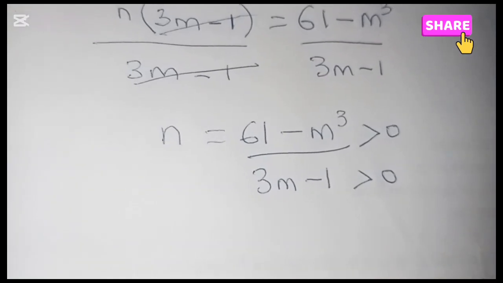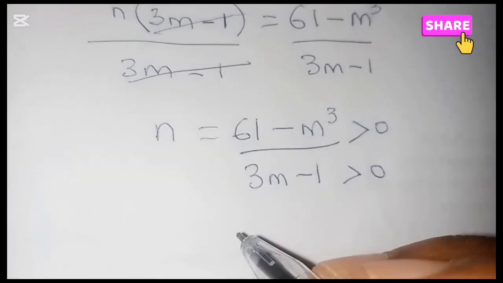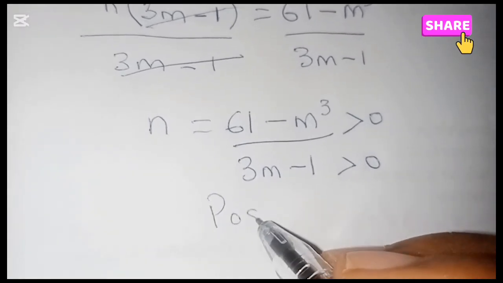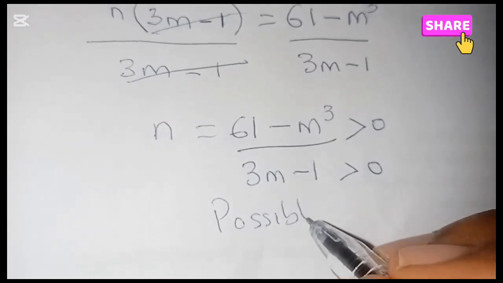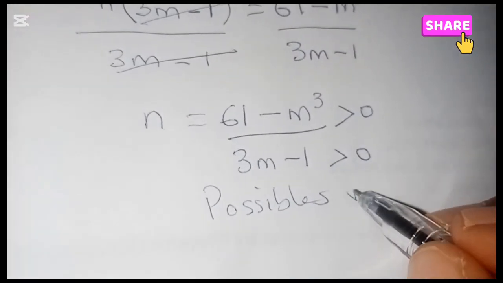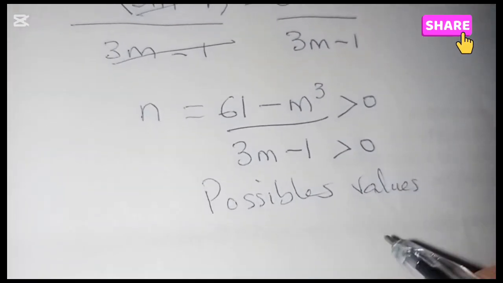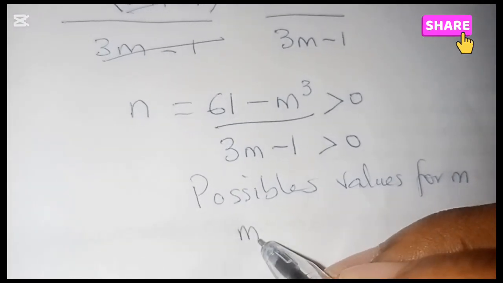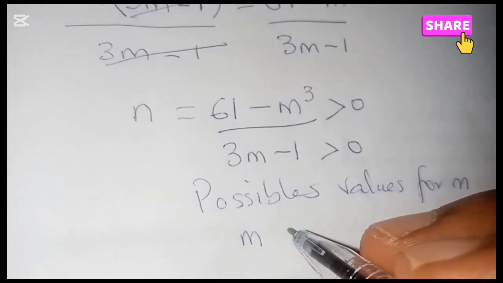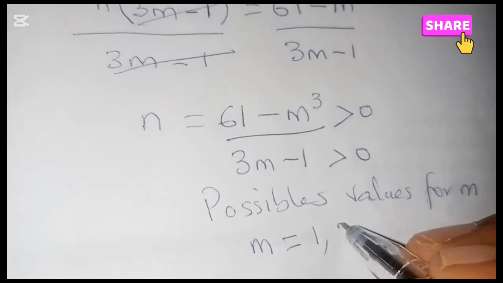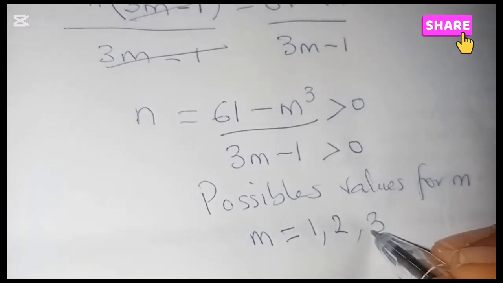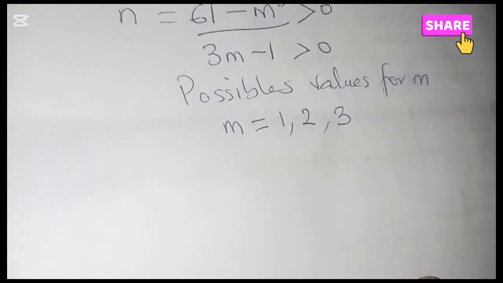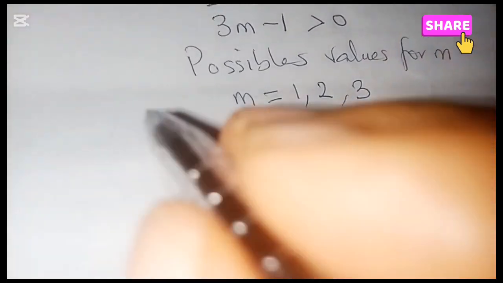So the next thing we're going to do is look for the possible values for m, where m is not greater than 61. So we have m as 1, 2, and 3. So let's write down. Now we're going to substitute those values.